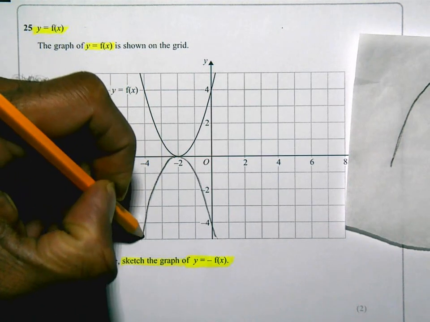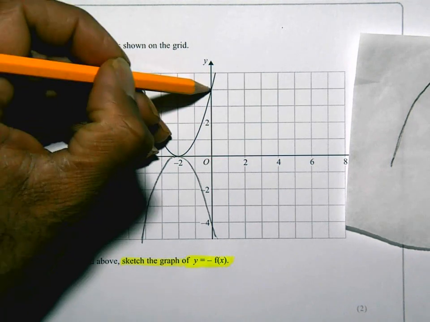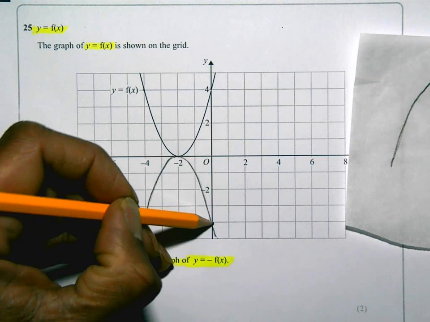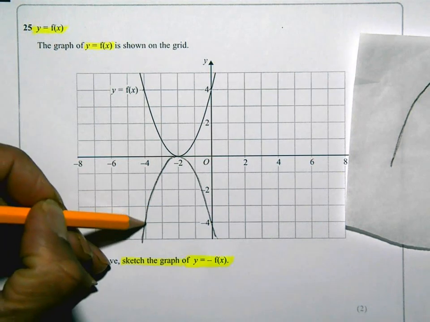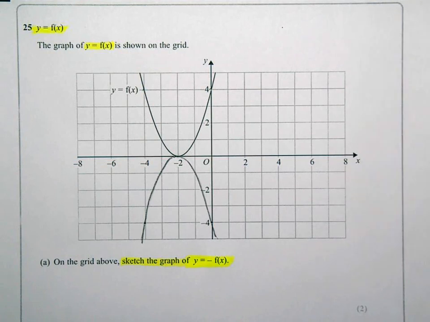And a couple of things I need to make sure of. I could see that it goes through that point and that point up there. So when you reflect it, it needs to go through those there. You're going to get accuracy marks for this, so make sure you do get them. Doing that would get me full marks for this part of the question.